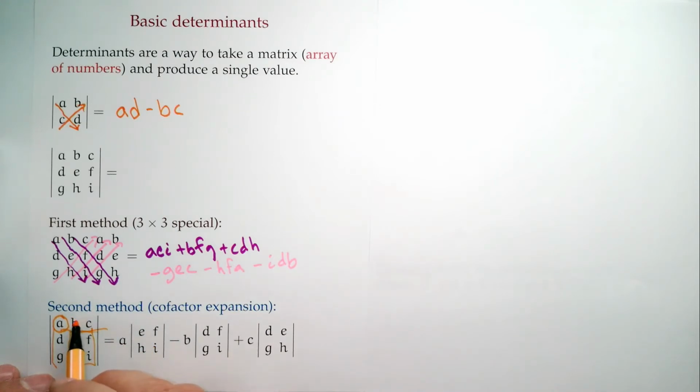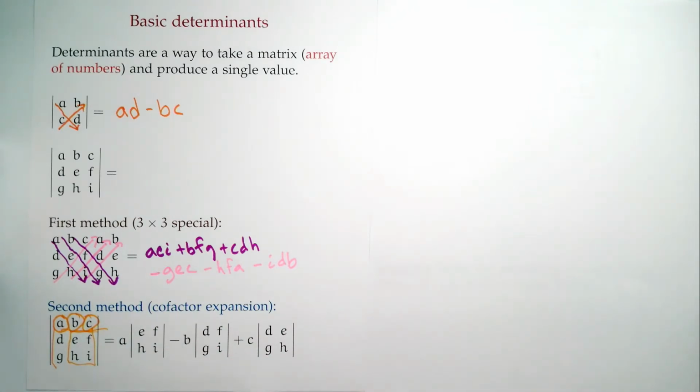Then go to your next entry, B. Cross out that row, that column. You're left with a little 2 by 2, D, G, F, I. Then go to your last entry, C. Cross out that row, that column. You're left with a little 2 by 2. And the key here to remember is you alternate sign, plus, minus, plus.